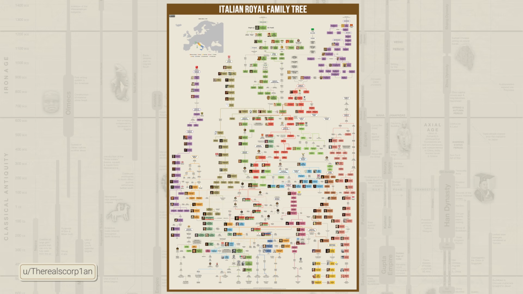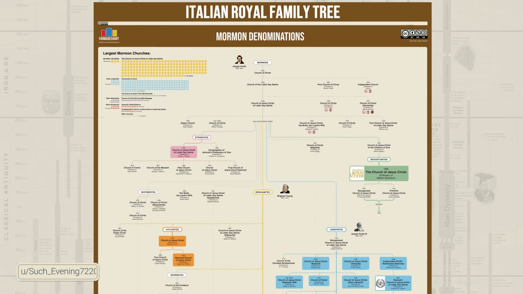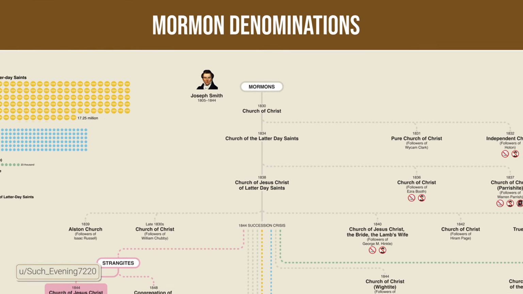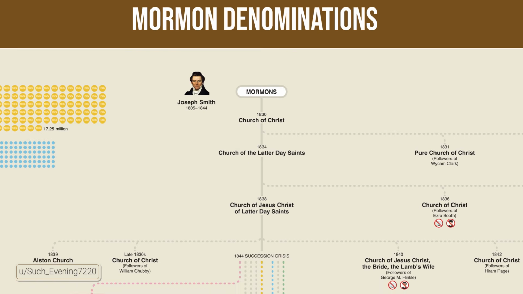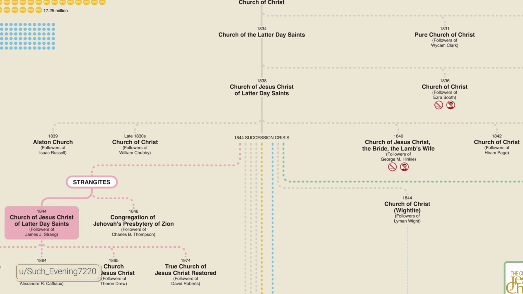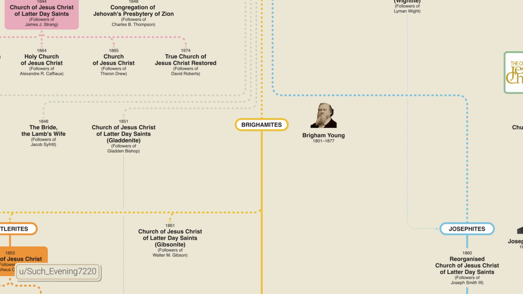Now, as you probably noticed, I'm particularly drawn to charts about religion because, well, that's one of my primary interests. Therefore, this family tree of Mormon denominations really stood out to me. I wasn't able to get this detailed on my own chart, so I really appreciated that someone made this.